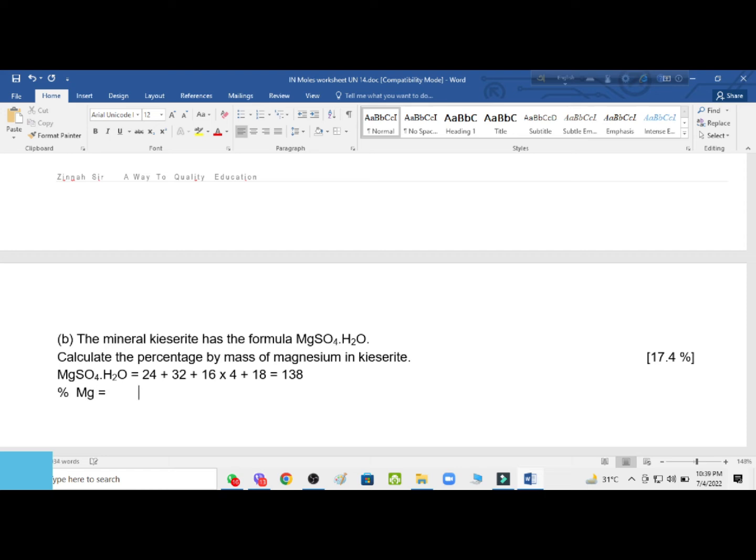Okay, and magnesium, so calculate percentage of magnesium. What is the mass of magnesium alone? 24, right? Divide by total mass 138 and into 100. That would be the percentage. So if I divide 24 by 138, what do I get here? 0.1739. If you multiply this with 100, what do I get? 17.39. Okay, this is the percentage.